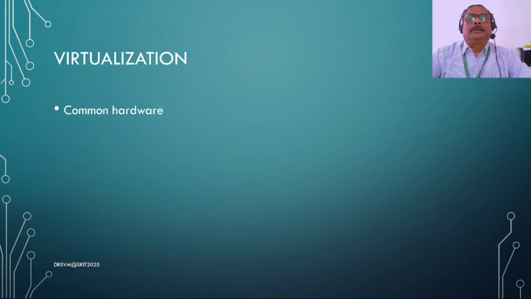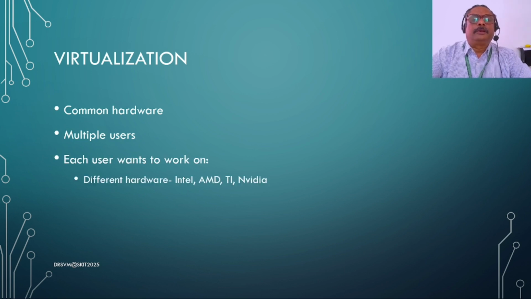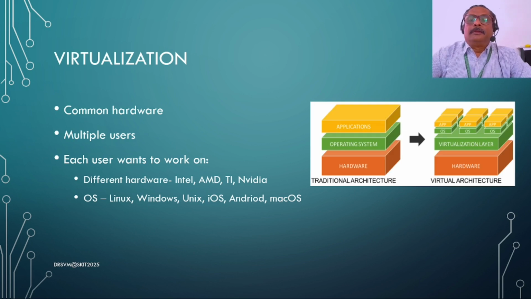So let's see what virtualization is as a definition. It is one which has common hardware. We have multiple users. Each user wants to work on different hardware, maybe Intel, AMD, Texas Instruments, Nvidia and all that, and each one wants to work on different types of operating system, maybe Linux, Windows, Unix, of his or her own choice. The traditional approach says that there is one hardware, one operating system, and on that we have applications, but our virtual architecture says that there is one hardware, on that there is a virtualization layer. On top of that, each virtual machine has its own operating system. So for each user it appears as if the whole system is their own, and they are working in their own preferred environment. So that's the advantage of working with virtualization.